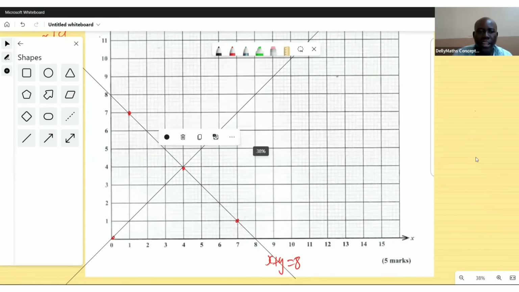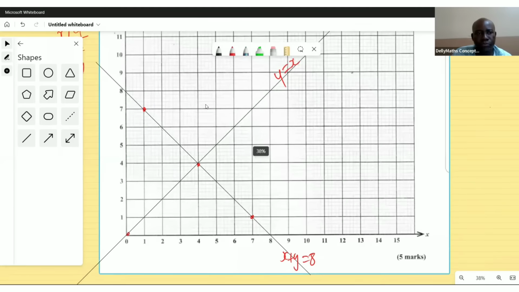And you could look on that line, you're seeing where every x value is the same as the y value on that line. So you'll find 1, 1, 2, 2, 3, 3, 4, 4, 5, 5, and it goes on.